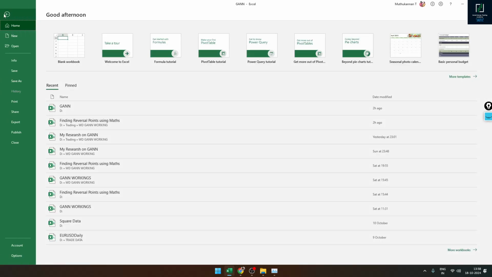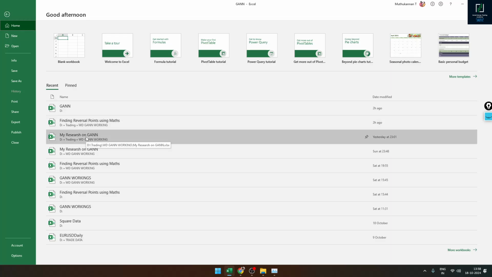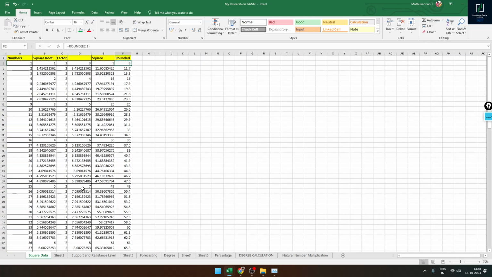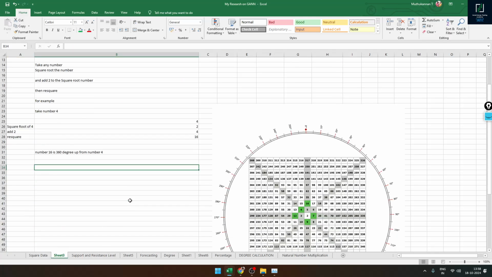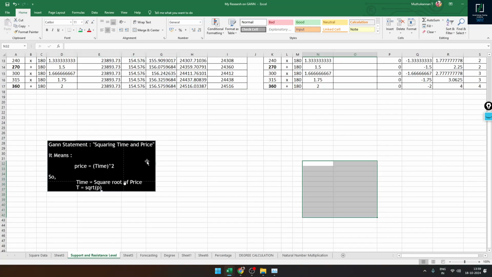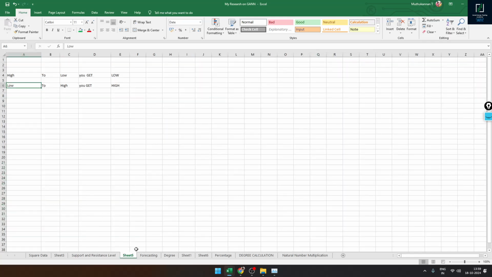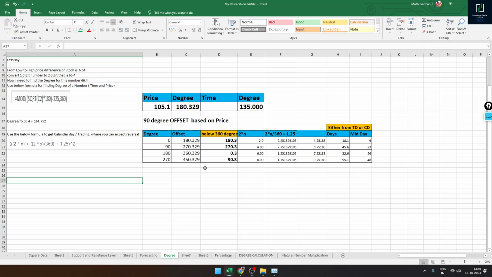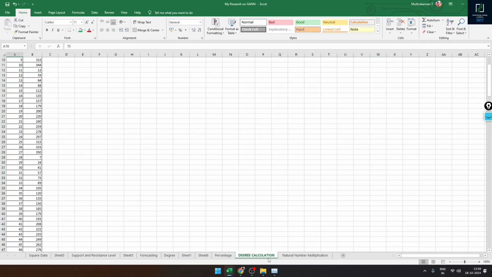Let me show you some of my working. I am showing this working here. I have been working with different data here. You can see here, this is Gann square. I'm working with this, on how to find support and resistance and all those things, using these formulas.